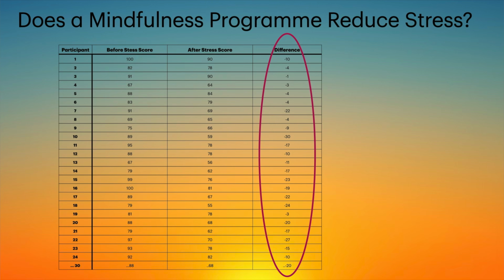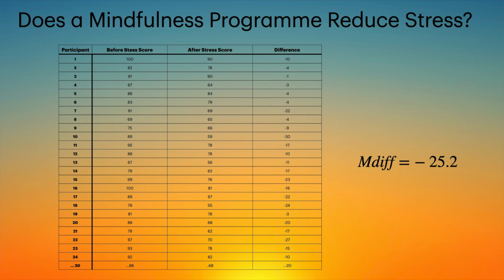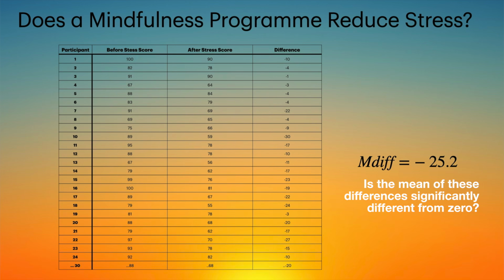Now you have a single column of 30 numbers, one difference per person. Your question is now, is the mean of these differences significantly different from 0? That's a single sample t-test. Mean difference versus the hypothesized value of 0. The t-statistic, the t-distribution, the p-value, it all works exactly the same way.